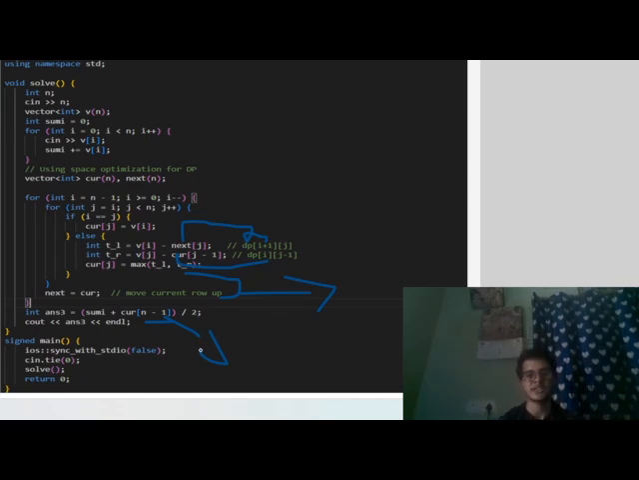So here we have seen three methods: memoization, tabulation, and the space optimization method using next and current vector.